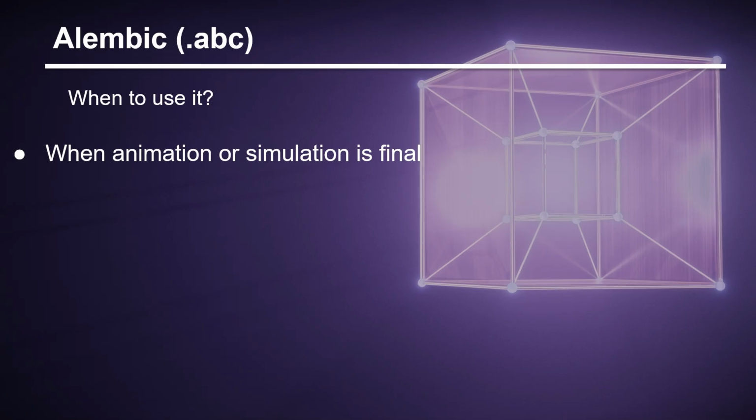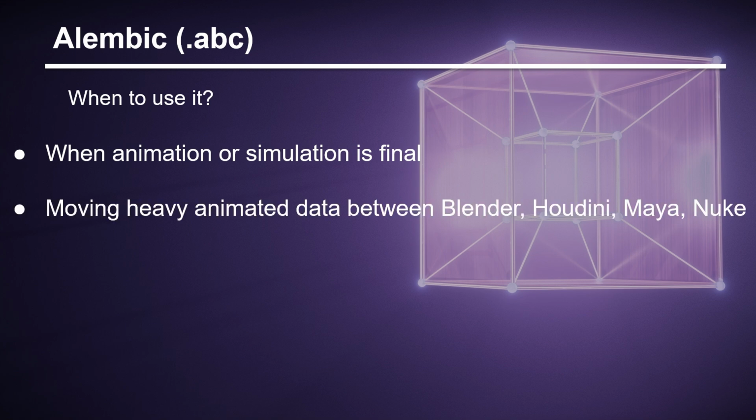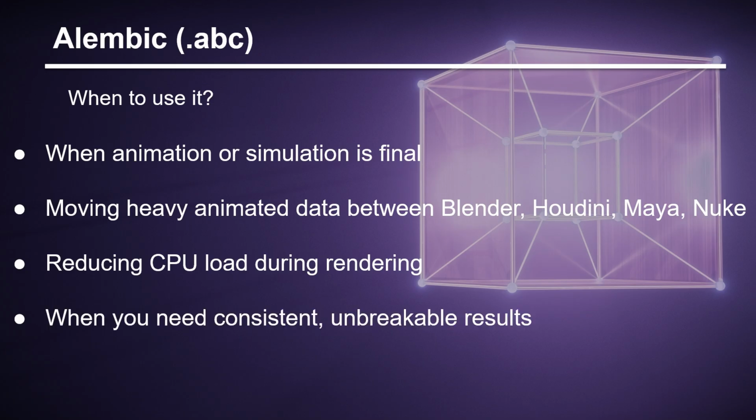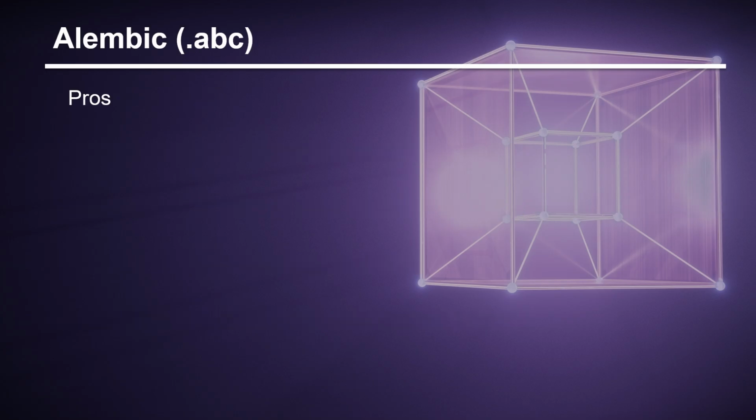So you use Alembic when you're done with the animation or simulation. If you've got a cloth, particle or character animation and you don't want to accidentally break it, Alembic locks it in. It's also perfect for moving heavy animated data between Blender, Houdini, Maya and Nuke and any other 3D software that supports Alembic as a file format. And because it removes all of the overhead of rigs and solvers, it reduces CPU load during rendering. It is also useful for consistent and unbreakable results. So now that we've covered when to use it, let's have a look at the pros.